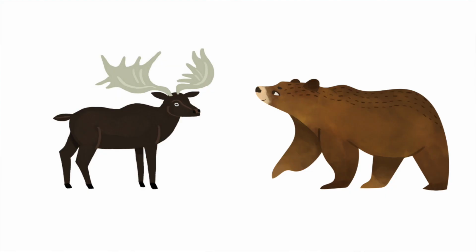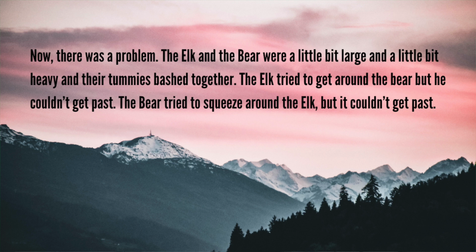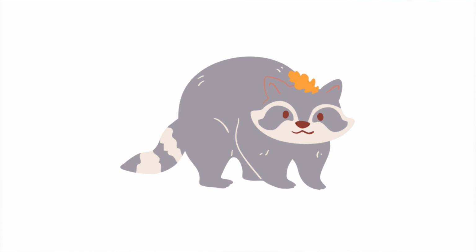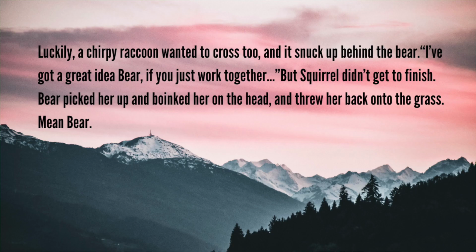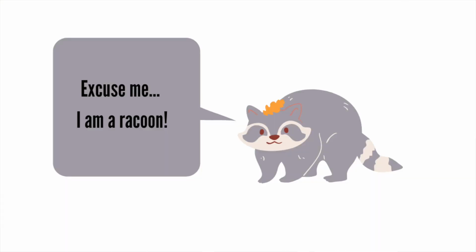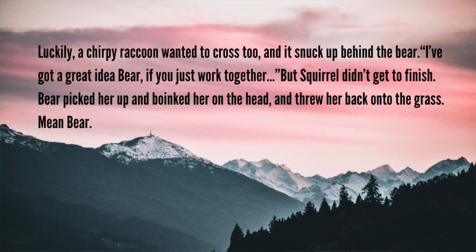Now, there was a problem. The elk and the bear were a little bit large and a little bit heavy, and their tummies bashed together. The elk tried to get around the bear, but he couldn't pass. The bear tried to squeeze around the elk, but it couldn't get past. Luckily, a chirpy raccoon wanted to cross too, and it snuck up behind the bear. "I've got a great idea if we just work together." But Raccoon didn't get to finish. Bear picked her up and boinked her on the head and threw her back onto the grass.